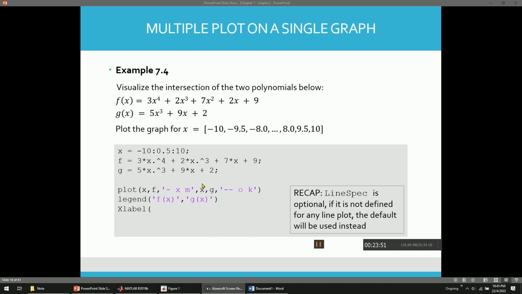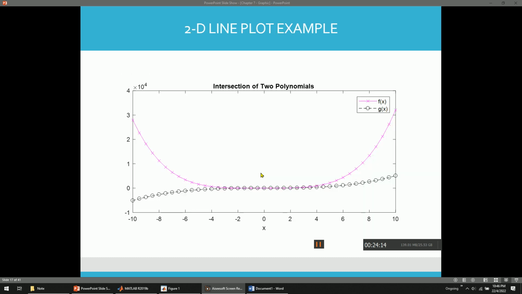Then x and g. This is the second plot, and for the second plot you have a dashed line, o is the marker with a circle, and k, if not mistaken, is black. So a black color plot. After that, you put a legend here, f(x) and g(x). The first represents the first plot, the second represents the second plot. It should be something like this.